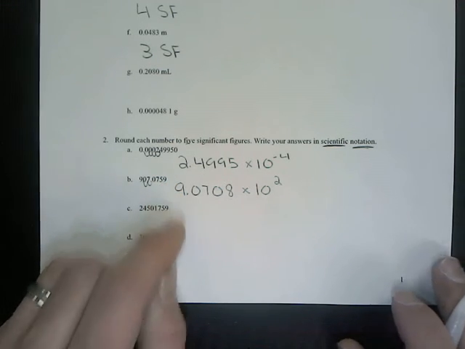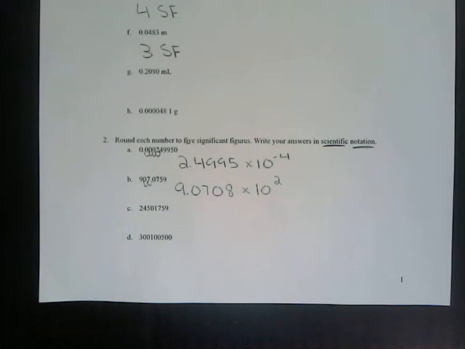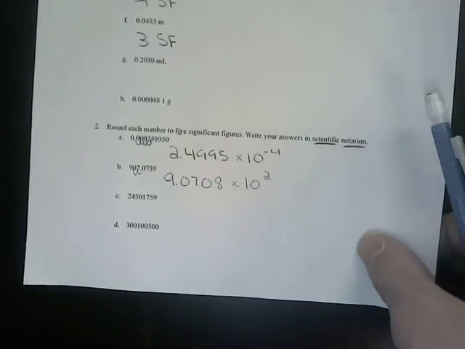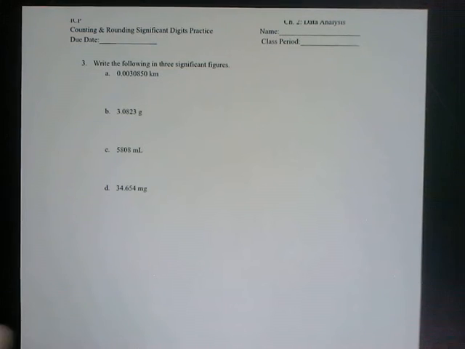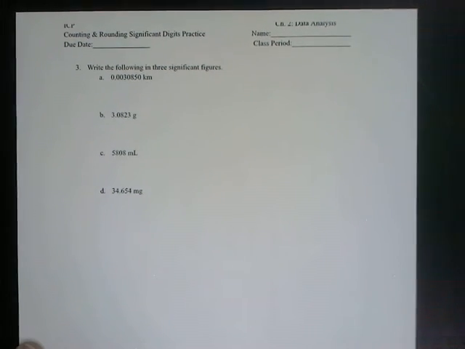All right? So a couple more problems that I want to show you. I want you to do problems 2C and 2D on your own. Now we turn to the next page here, and it says write the following in 3 significant digits.